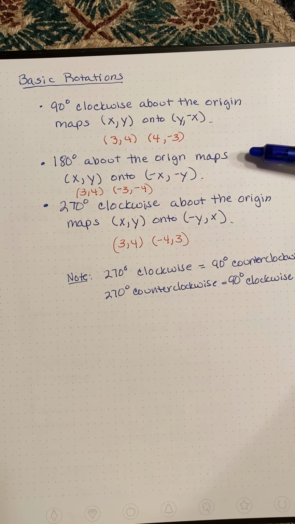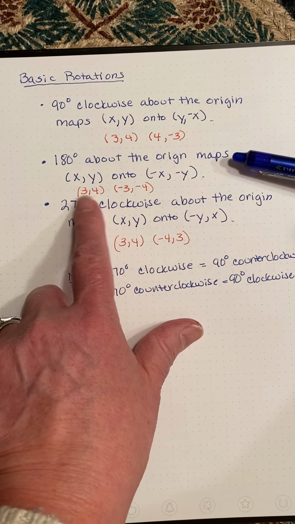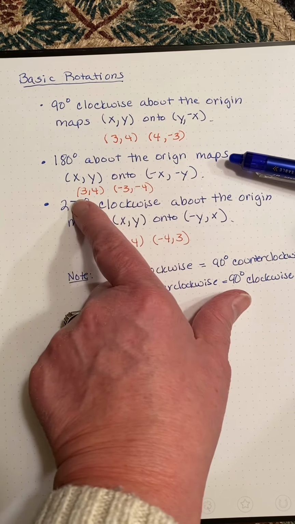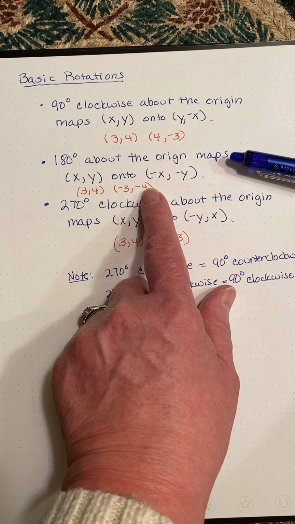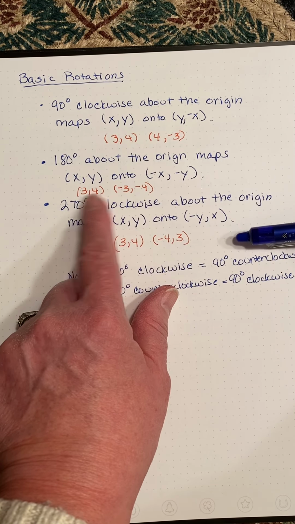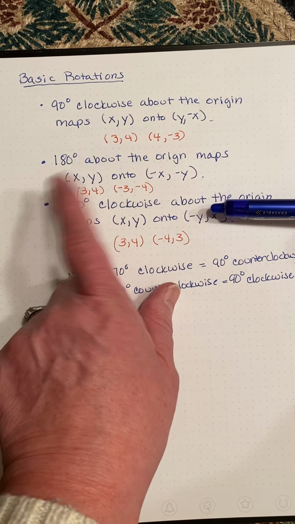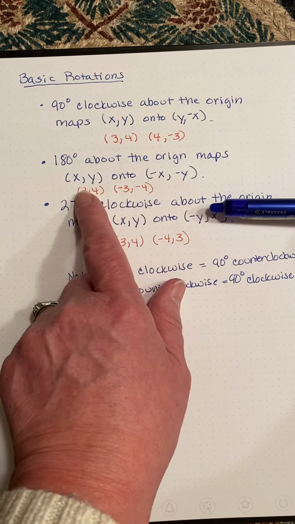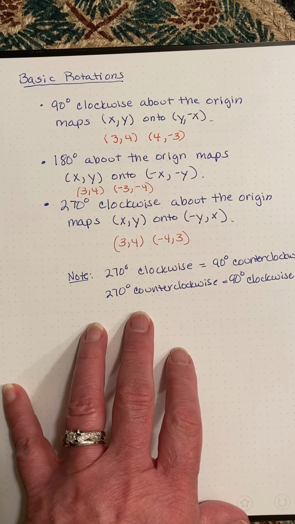Now, if it's 180 degrees about the origin, it would map like this. (x, y), again (3, 4). We would just take x and y, leave them in, and negate them. Negative 3, negative 4. Now, if this was negative 3, negative 4, of course, a negative and a negative would just be the opposite. So it's whatever these numbers are with the opposites. Okay.